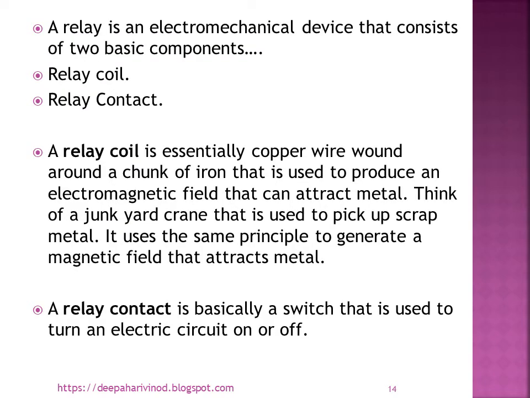A relay is an electromechanical device that consists of two basic components: the relay coil and the relay contact. A relay coil is essentially copper wire wound around a chunk of iron that is used to produce an electromagnetic field that can attract metal. Think of a junkyard crane that is used to pick up scrap metal. It uses the same principle to generate a magnetic field that attracts metal. The relay contact is basically a switch that is used to turn an electric circuit on and off.